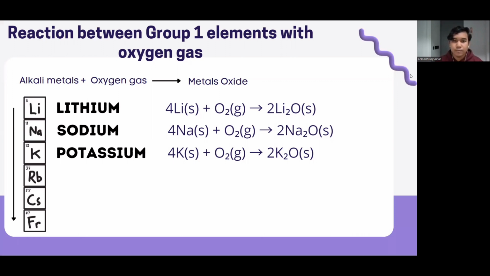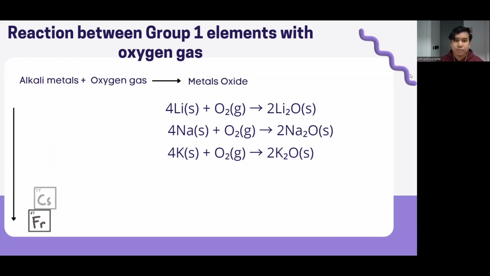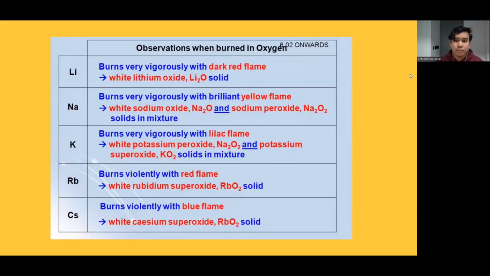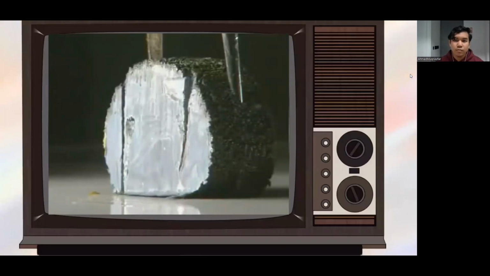Moving on to the next slide. This table shows the observations when alkali metals are burned in oxygen. As we can see, alkali metals react differently, burning with different colors of flame. If we take potassium as an example, we notice that a white potassium peroxide, K2O2, and a potassium superoxide, KO2, are formed when potassium burns very vigorously with a lilac flame.